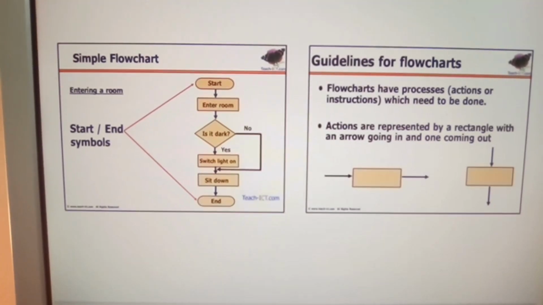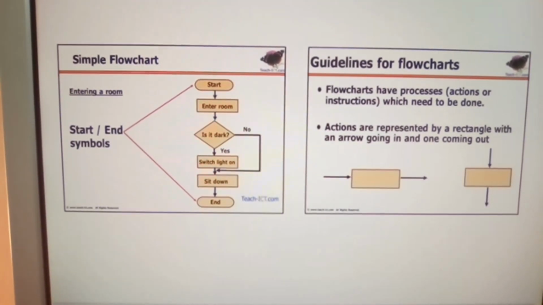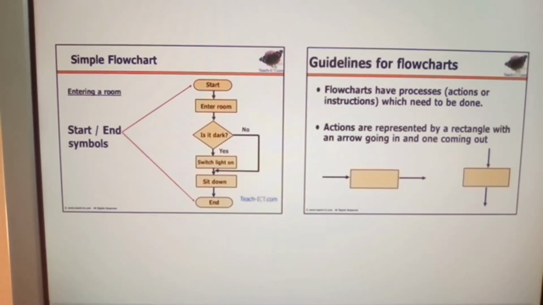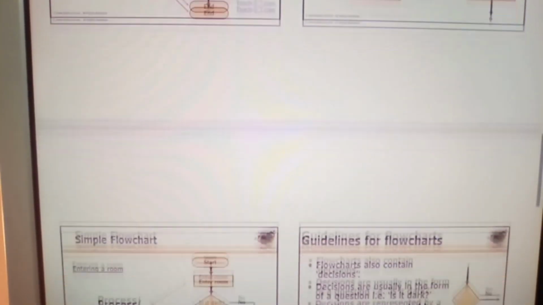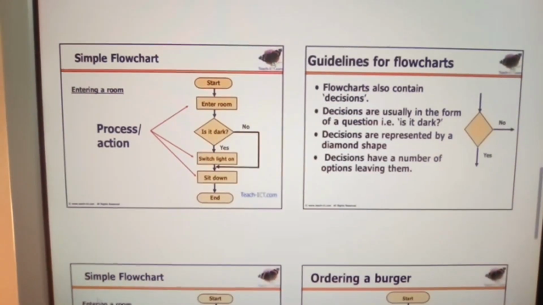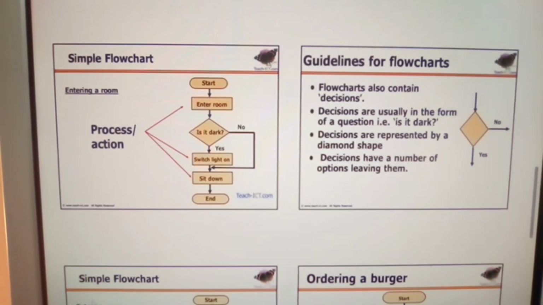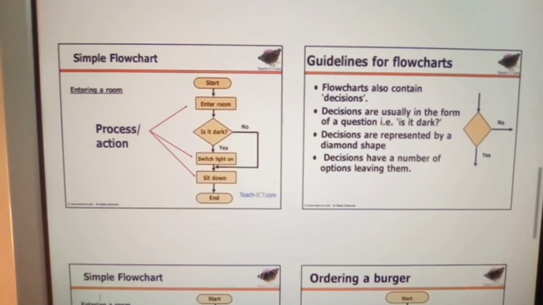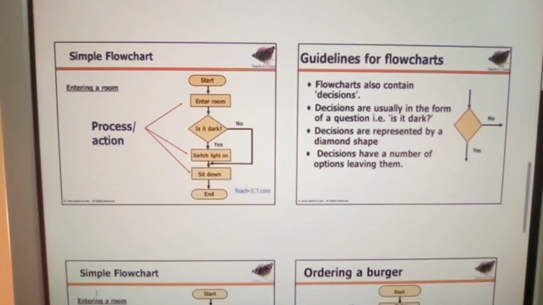Flowcharts have processes. Actions are represented by a rectangle with an arrow going in and one coming out, as you can see there. Simple flowchart. We looked at this earlier at the top, so all this is doing now is giving you a bit more information, hopefully.